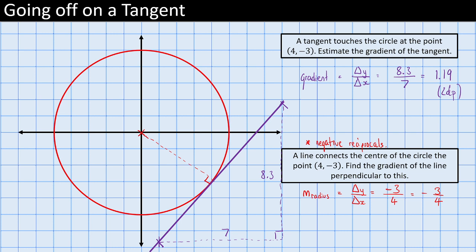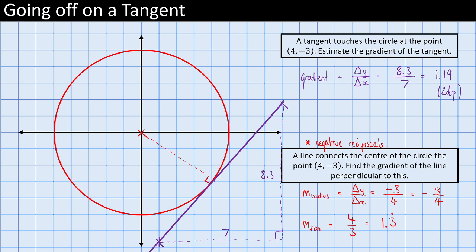Okay, the negative reciprocal of 3/4, let's put m tan for m tangent, is going to be, make it negative, so in this case it's going to change from negative to positive, and then flip it upside down. So 4/3, which is a decimal, is 1.3 recurring. So our estimate of 1.19 isn't far away, but it is inaccurate. Okay, and you've always got to remember that estimating gradients using tangents will be inaccurate, but sometimes it's the best that we can do.